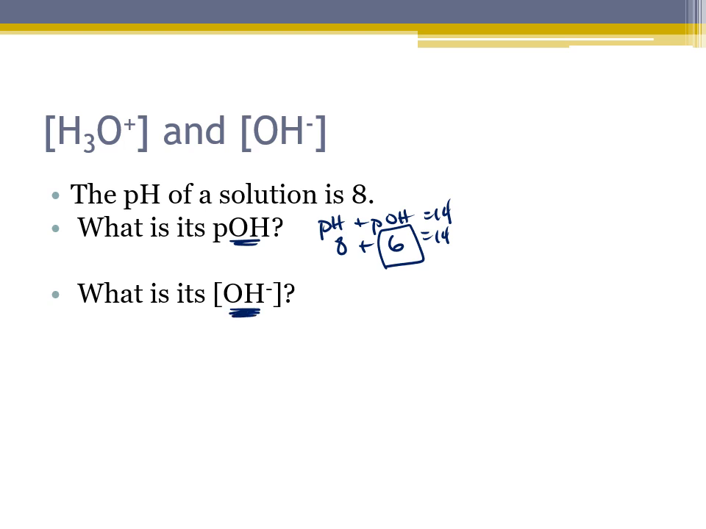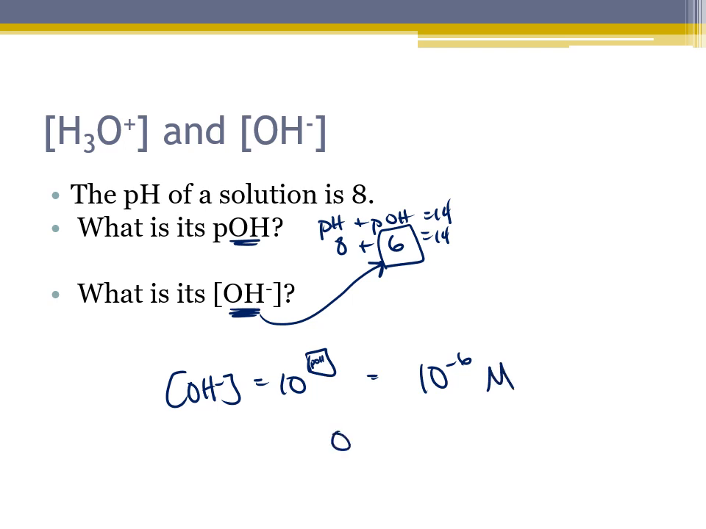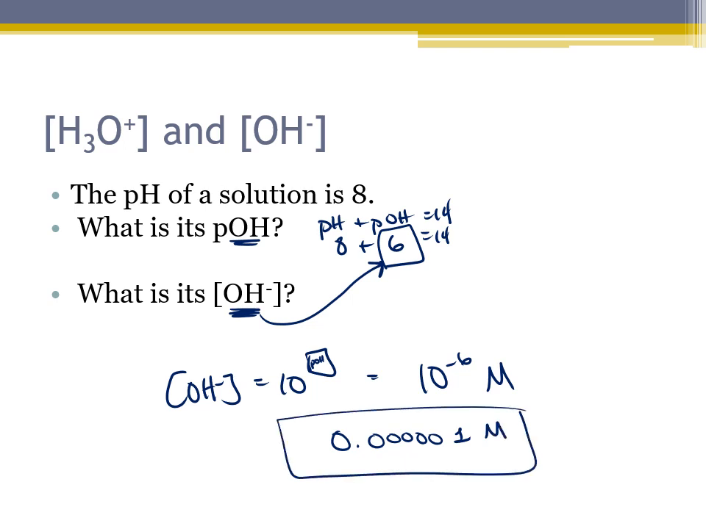To find the hydroxide concentration, I'm going to take the pOH and put it as a negative exponent on a 10. So the hydroxide ion concentration is going to be equal to 10 to the negative pOH, and so it's going to be 10 to the minus 6 molar, or 0.5 zeros and a 1 molar. Moles per liter is the concentration of the hydroxide ion in this solution.